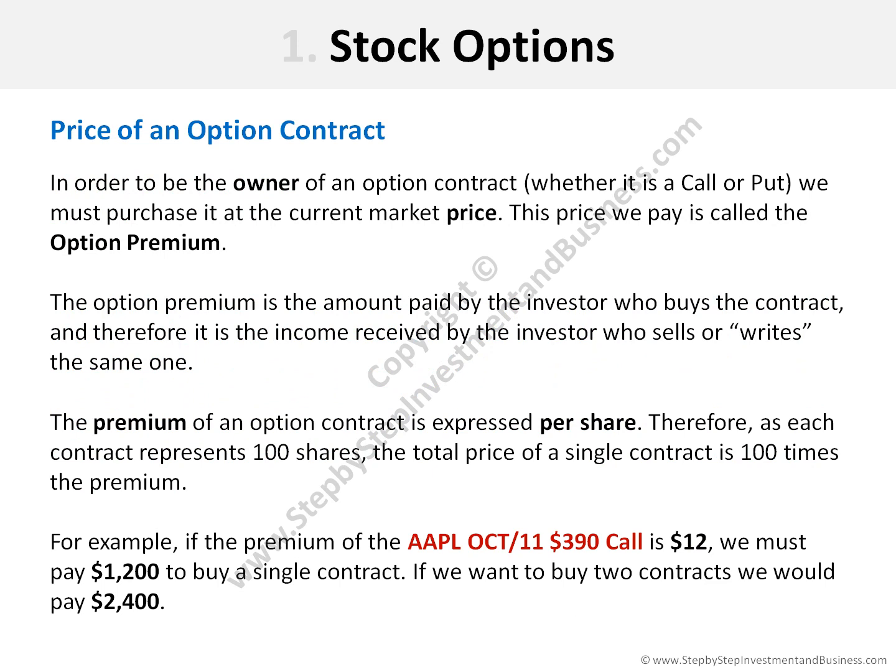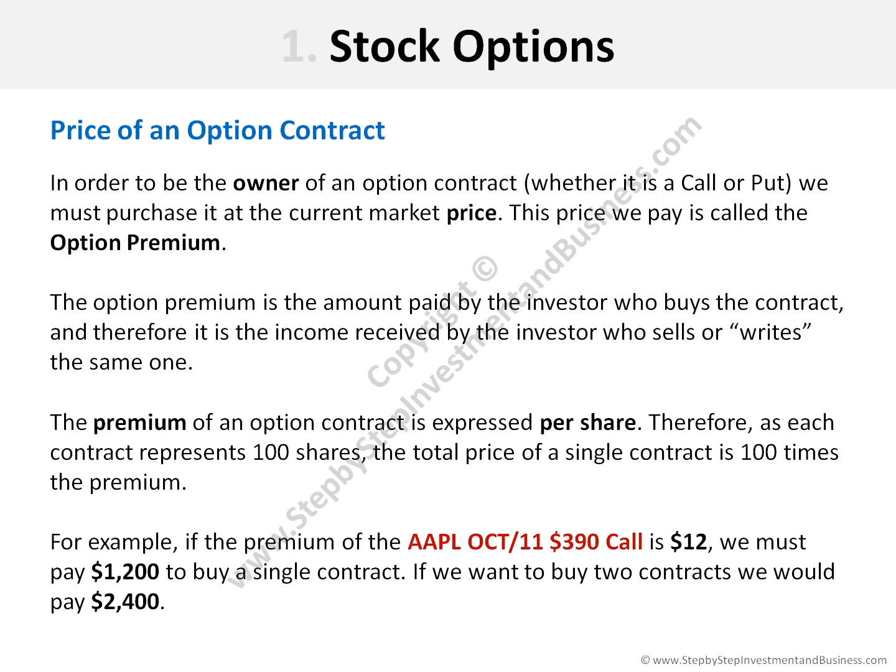Now let's talk about the price of an option contract. In order to be the owner of an option contract, whether it is a call or put, we must purchase it at the current market price. This price we pay is called the option premium. The option premium is the amount paid by the investor who buys the contract, and therefore it is the income received by the investor who sells or writes the same one.